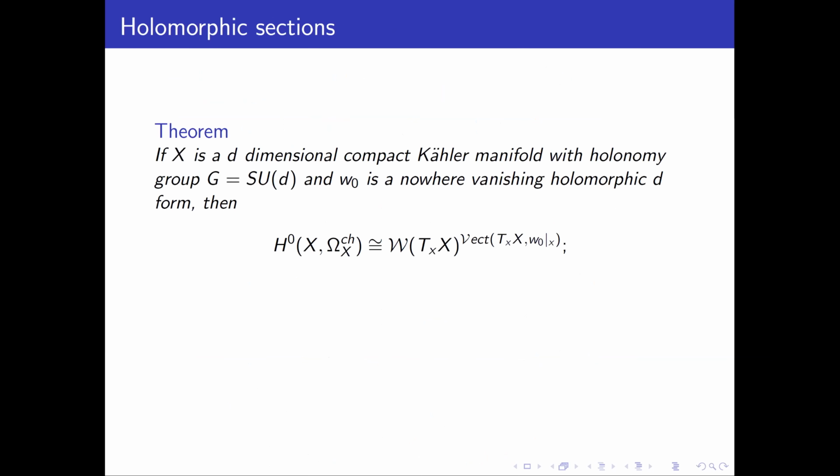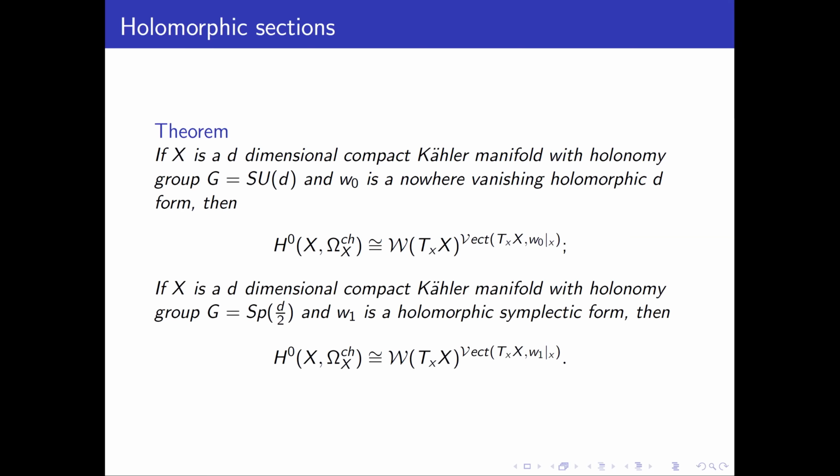Okay, the previous theorem was the following. We also have the following theorem. If X is a d-dimensional compact Kähler manifold with holonomy group G equal to SU(d), and omega_0 is a nowhere vanishing holomorphic form, then the global section is isomorphic to this invariant space. That means the invariant of the beta-gamma-b-c system under the action of the Hamiltonian.